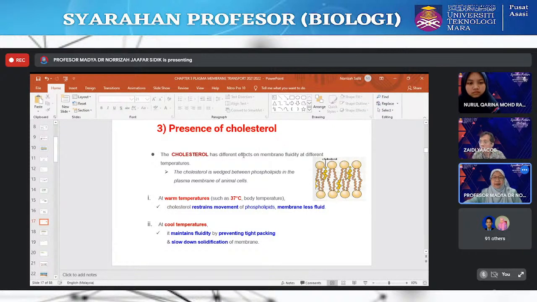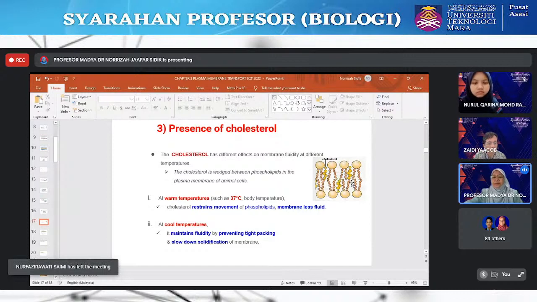So cholesterol has different effects on membrane fluidity at different temperatures. You can see here, the cholesterol is wedged between the phospholipids in the plasma membrane of the animal cell. During high or warm temperature, at body temperature 37 degrees Celsius, the cholesterol will restrain the movement of phospholipids and the membrane will become less fluid. This is during the warm temperature.